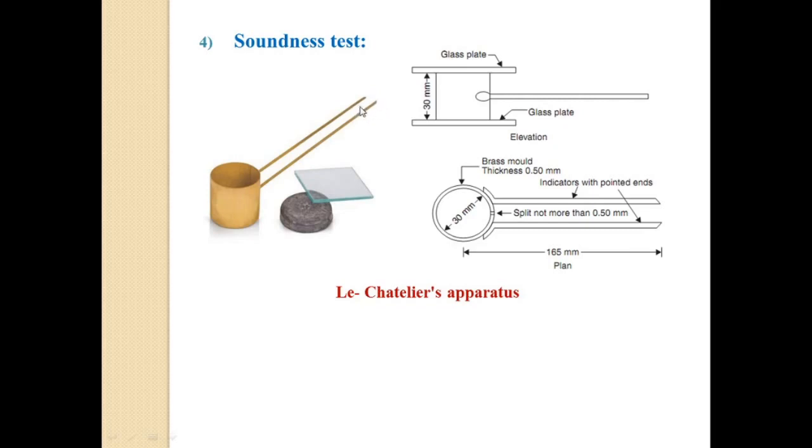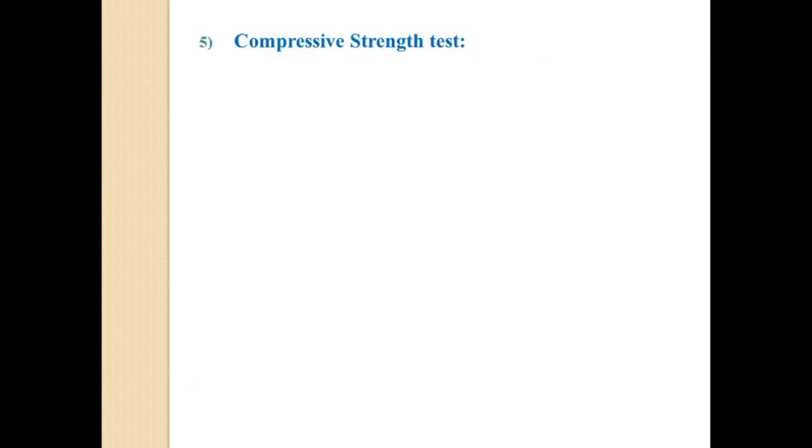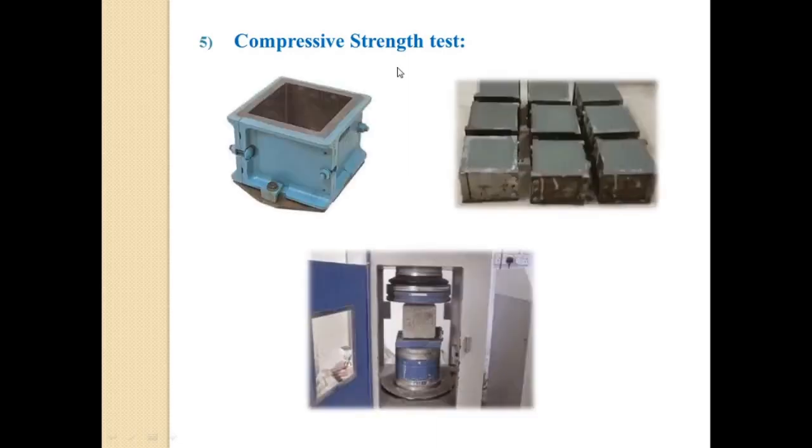So for ordinary Portland cement or rapid hardening or low heat cement, it should be less than 10 mm. So we can call the cement a sound one as per IS. Hope you understand the procedure of the soundness test. Let us see the next, that is the compressive strength test.